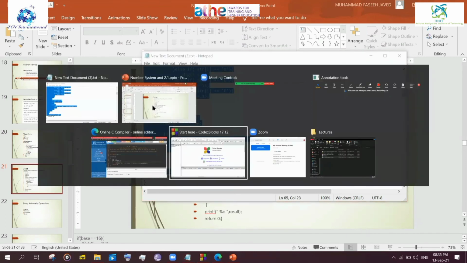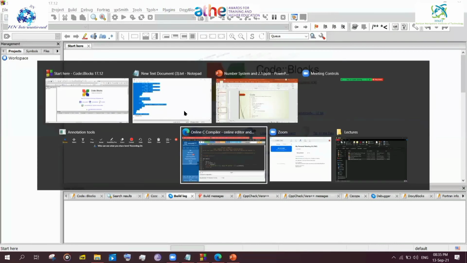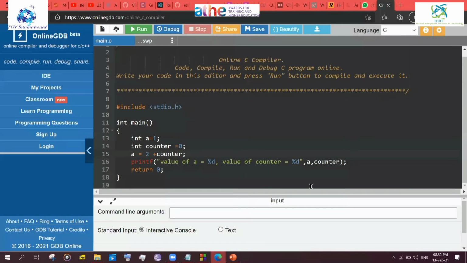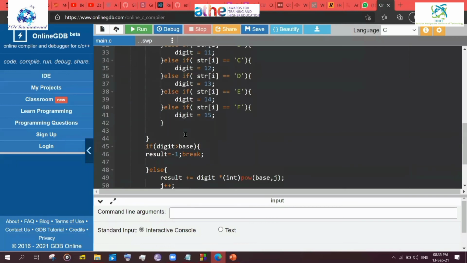Let's go into code blocks. Are you guys gonna use these code blocks, or should we keep using the online editor? This one is much better. Online one, or the other one? Okay.